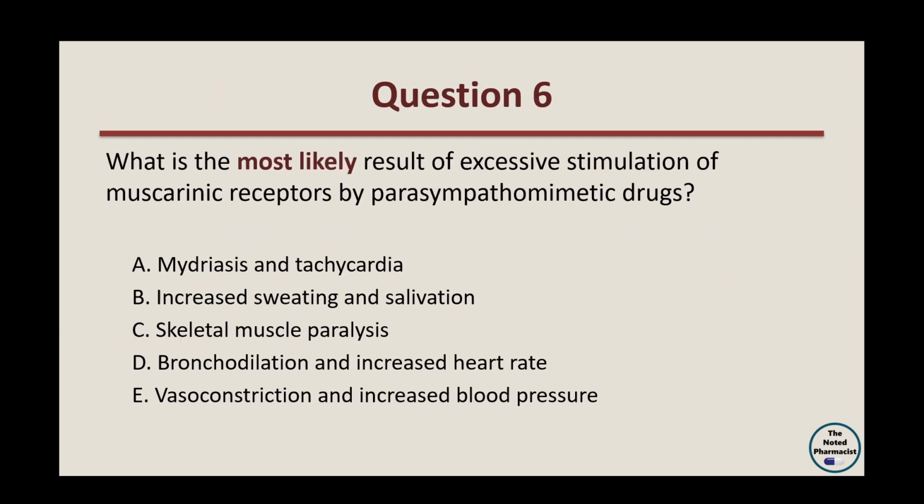Question 6. What is the most likely result of excessive stimulation of muscarinic receptors by parasympathomimetic drugs? Option A, mydriasis and tachycardia. Option B, increased sweating and salivation. Option C, skeletal muscle paralysis. Option D, bronchodilation and increased heart rate. Option E, vasoconstriction and increased blood pressure.